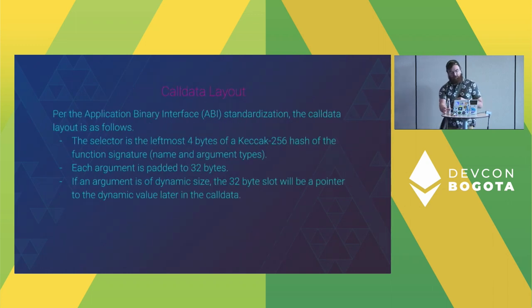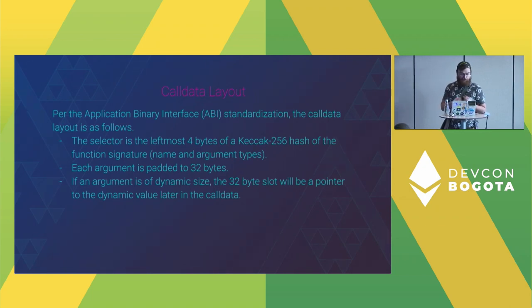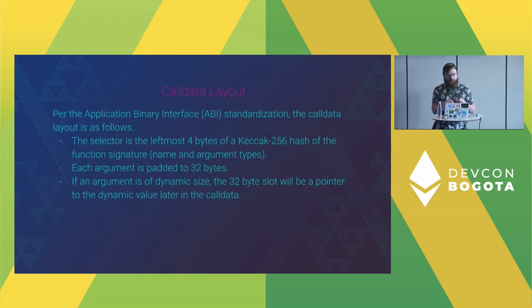So call data layout, per the application binary interface or ABI standard, is as follows. First, the first 4 bytes are the selector of a function. Basically, this is the SHA-3 hash of a function signature, and that includes the name and then any argument types within that. Next, after the first 4 bytes, each argument is padded to 32 bytes no matter what. Even if it's a uint8, it's always up to 32 bytes.